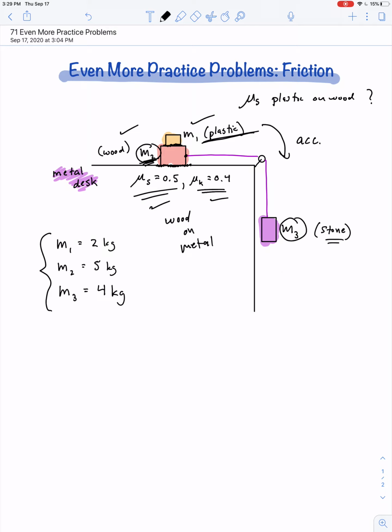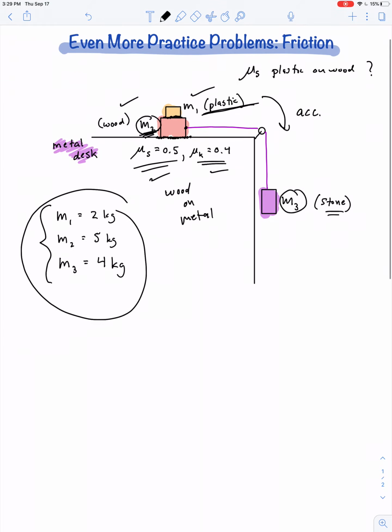So first of all, let's determine what the acceleration of the whole system is. Actually, you know what? Even though the numerical values are given, let's try to solve the problem without giving any numerical values. We can plug them all in at the end. Let's see if we can derive an algebraic expression that'll give us the minimum required coefficient of static friction between the plastic and the wood.